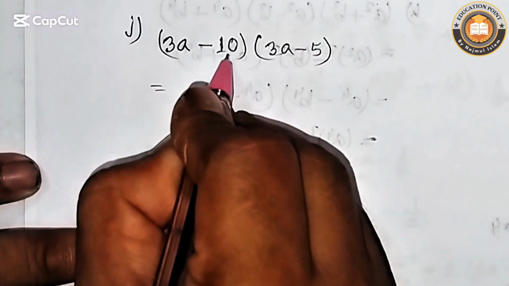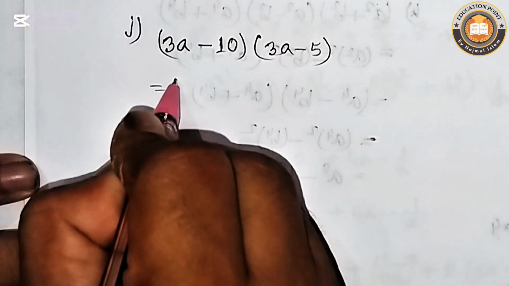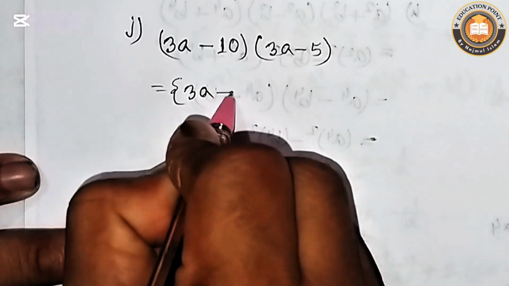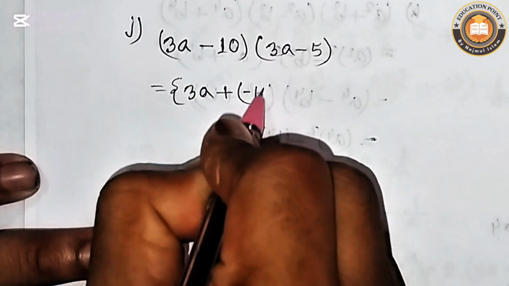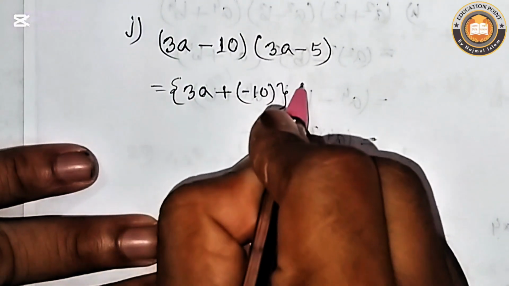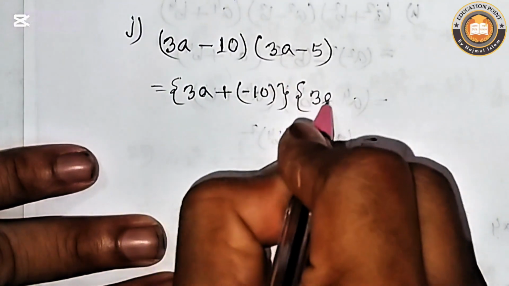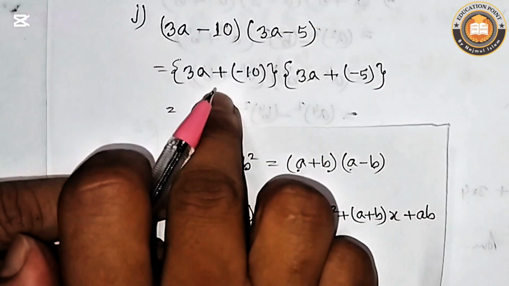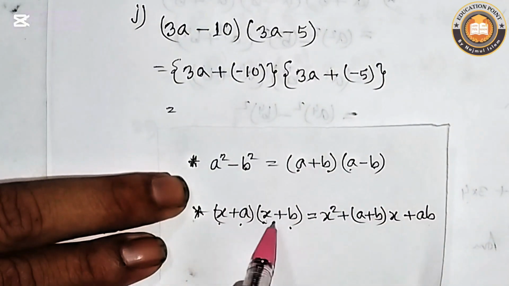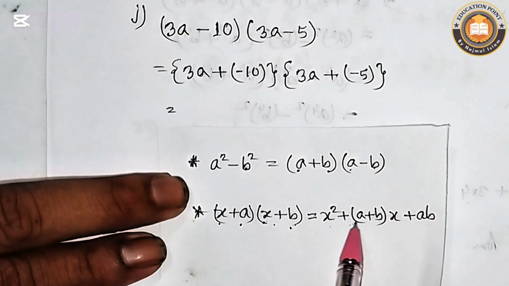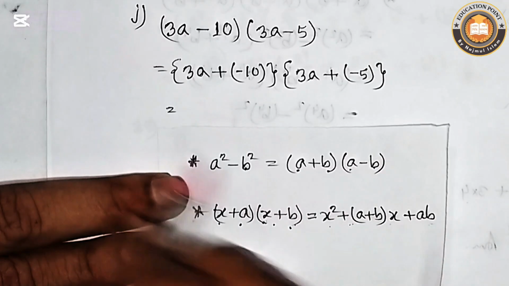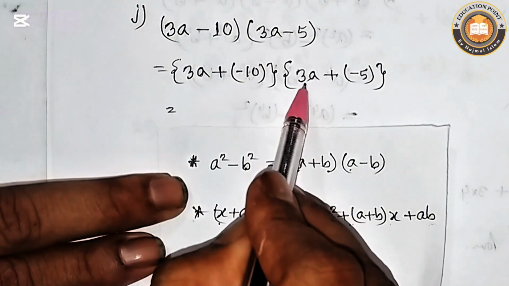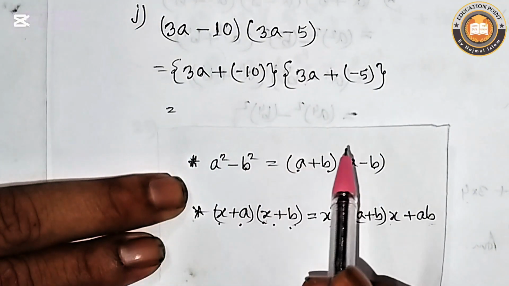Number J, (3a minus 10) into (3a minus 5). 3a minus 10 modify as 3a plus into minus 10, into 3a minus 5 modify as 3a plus into minus 5. Here we will apply the formula of (x plus a) into (x plus b), that means x square plus (a plus b) into x plus ab. Here 3a consider as x, minus 10 consider as a, 3a consider as x, minus 5 consider as b.